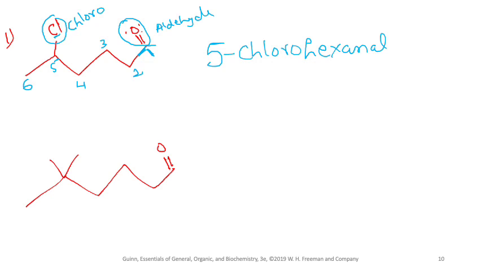Let's try to name the second one again. The time I see a carbonyl group, C double bond O, and we don't have the fourth bond, that's why this is a hydrogen. That's why we are not showing it. Again, an aldehyde.